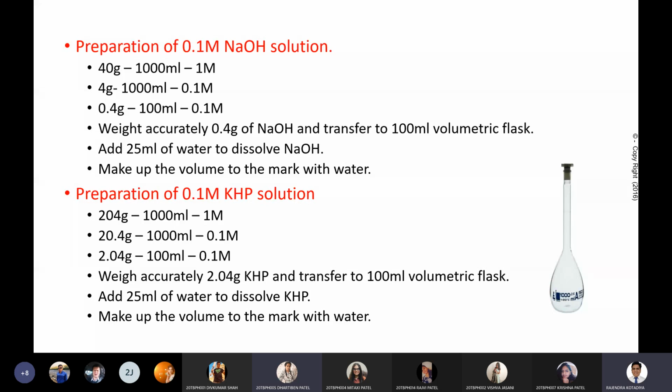Okay, now you can see the screen. Molecular weight of KHP is 204 gram. So when you dissolve 204 gram in 1000 ml, it is 1 molar. When you dissolve 20.4 gram in 1000 ml, it is 0.1 molar. When you dissolve 2.04 gram in 100 ml, that is also 0.1 molar. Is that right? Yes, sir.